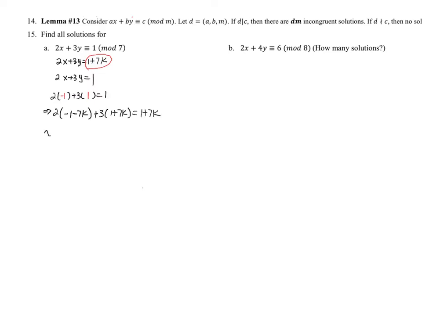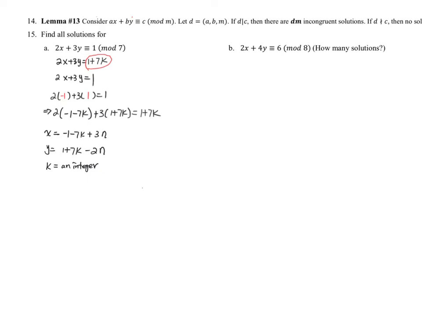We want to find the general solution for x, which is negative 1 minus 7k plus 3n. And for y, it is going to be 1 plus 7k minus 2n. K is an integer. And keep in mind, x and y should be a number from 0 to 6, should not be larger than 7. If it's larger than 7, we just mod 7, right?